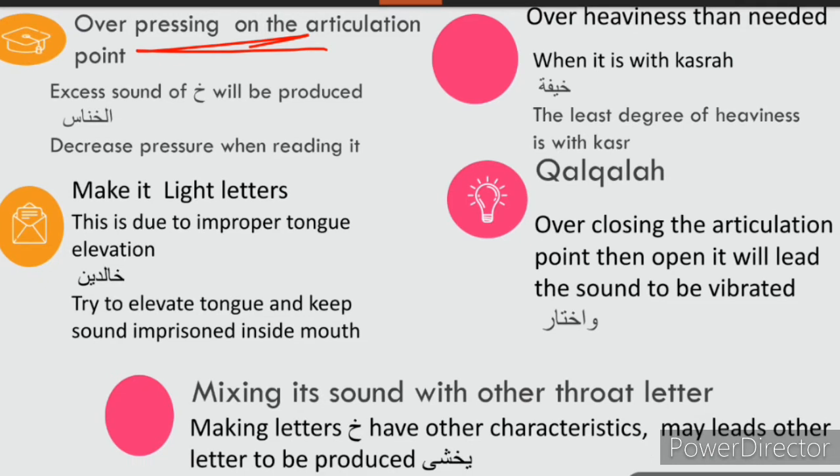The second mistake that some may do is read it as a light letter, which means don't elevate the posterior part of the tongue up when reading this letter. Like for example, khalidina, some may read it as khalidina. Where's the elevation? We have to make the tongue elevated from the posterior part of the tongue so that the letter is produced.